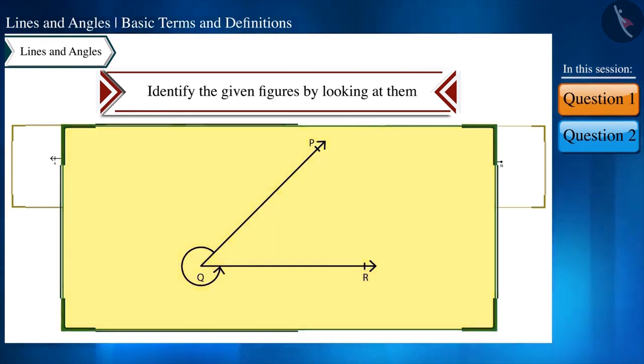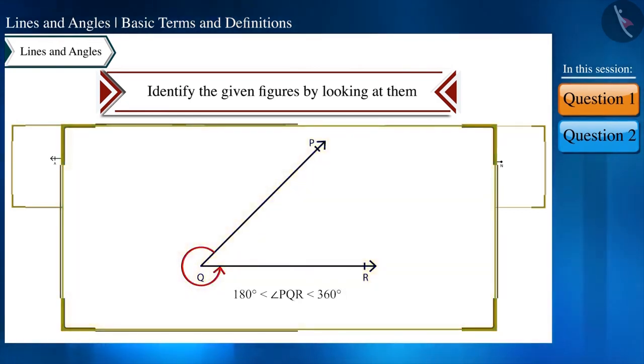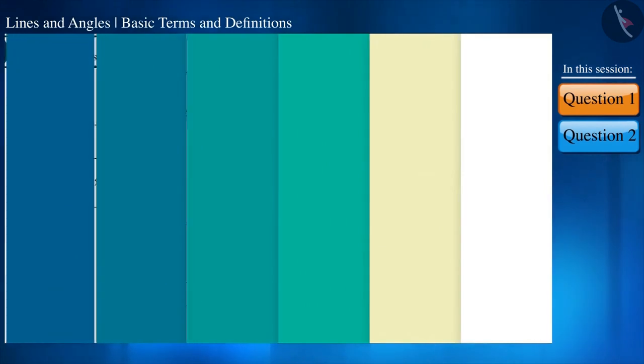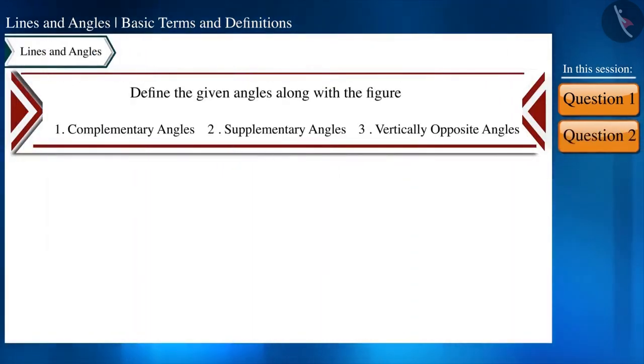Friends, in the next figure also, an angle is given, angle PQR, and its measure is more than 180 degrees. Therefore, we can say that this angle is a reflex angle. Let's move ahead and see the second question.